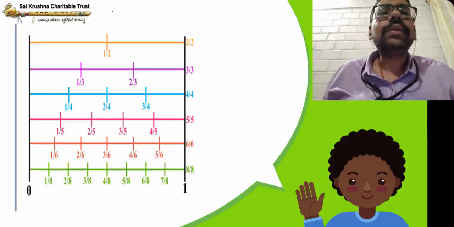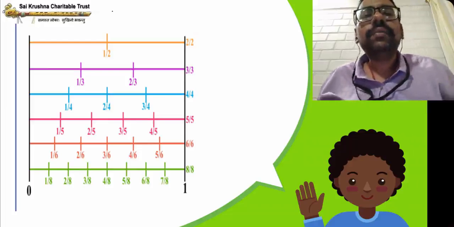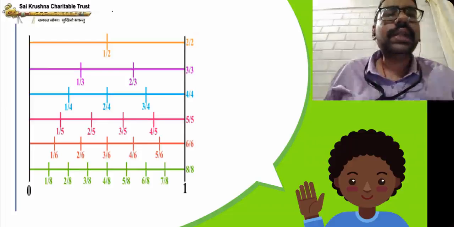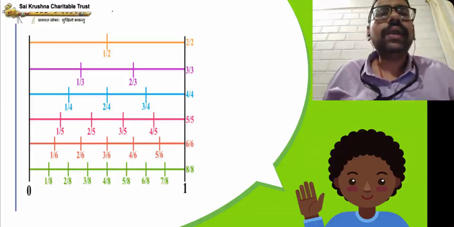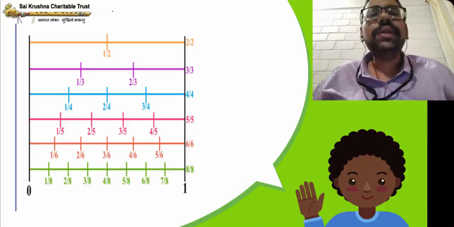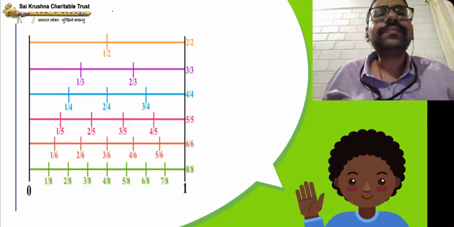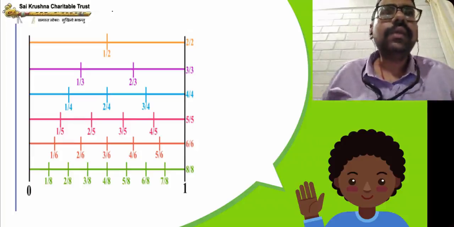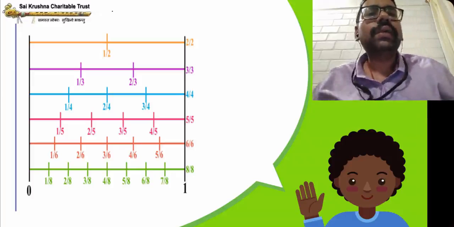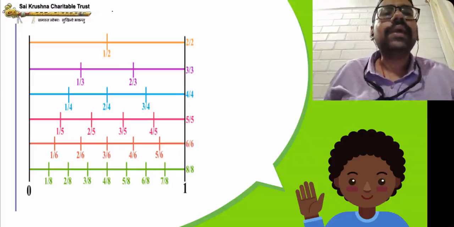Next example. Suppose you want to plot 4 by 5 on the number line. You'll start with 0 by 5. Whichever denominator you have, that you put under 0. Your denominator is 5 here, so we'll start with 0 by 5. After 0, which number comes? 1. 1 by 5. After 1, 2. 2 by 5. After 2, 3. 3 by 5. After 3, 4. 4 by 5. We can plot it on the number line.